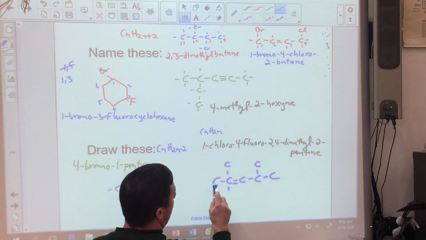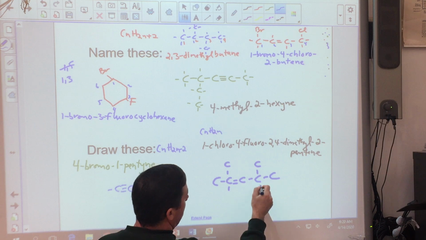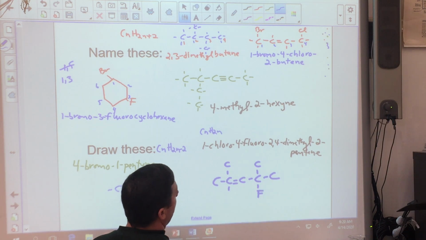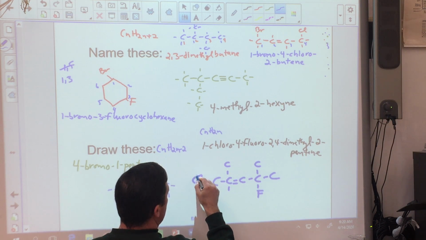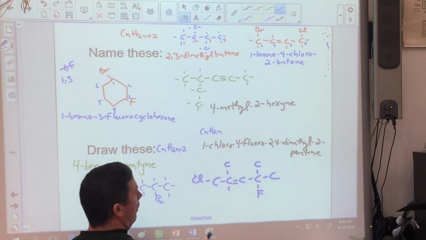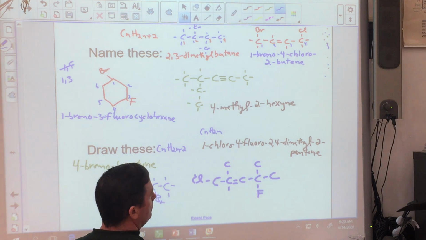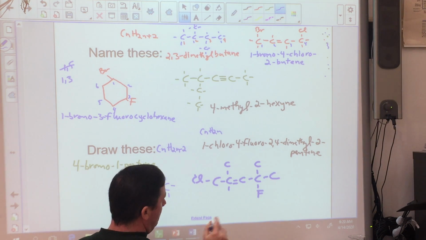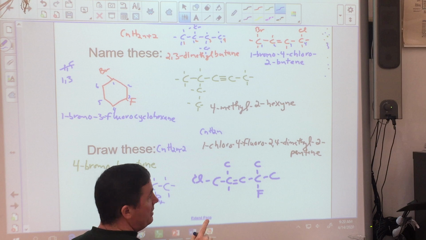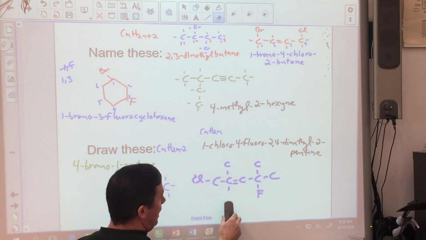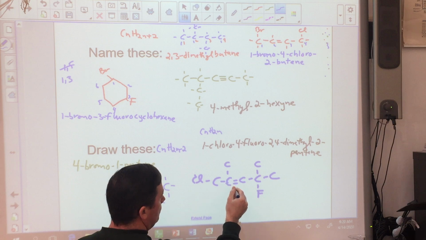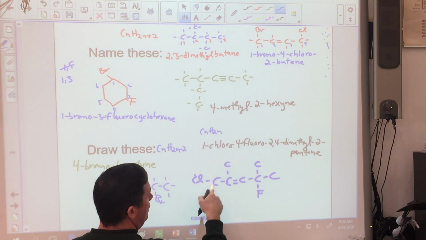4-fluoro. 1, 2, 3, 4. Here's a fluorine. And 1-chloro. Here's my chlorine. All right, am I done? Nope. And hopefully you've seen the mistake I've made. This carbon right here, 1, 2, 3, 4, 5, excuse me, hydrogens. 5 bonds around it. Naughty.